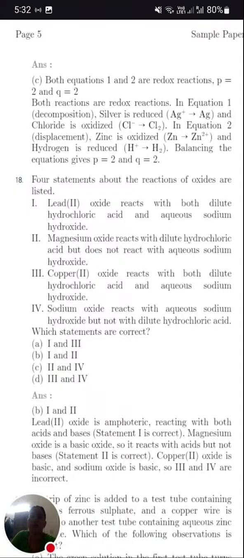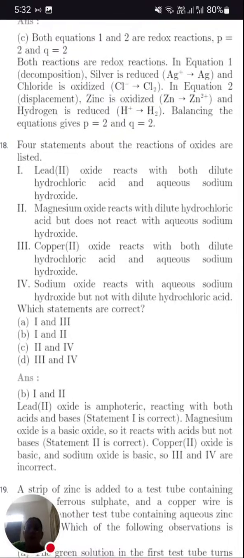The first one, lead oxide reacts with both dilute hydrochloric acid and aqueous sodium hydroxide. Magnesium oxide reacts with dilute hydrochloric acid but does not react with aqueous sodium hydroxide. Magnesium oxide, MgO plus HCl gives MgCl2 plus water. The third one, copper oxide reacts with both dilute hydrochloric acid and aqueous sodium hydroxide. Sodium oxide reacts with aqueous sodium hydroxide but not with dilute hydrochloric acid. The question is, which statements are correct?